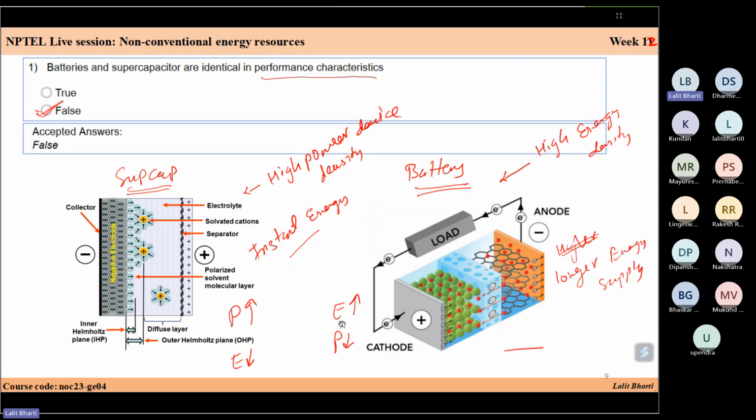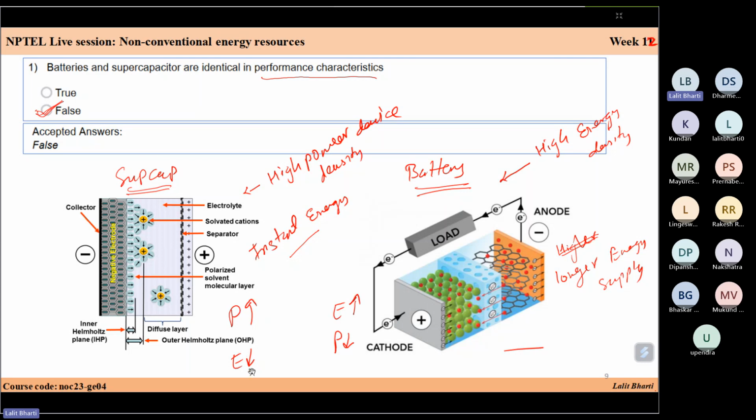In the case of supercapacitors, their energy densities are lower, but they will discharge very fast, similar to capacitors. So their power densities are very high. If we compare, the energy densities are high in batteries, but power is low. In supercapacitors, power densities are high, but the energy densities are low.